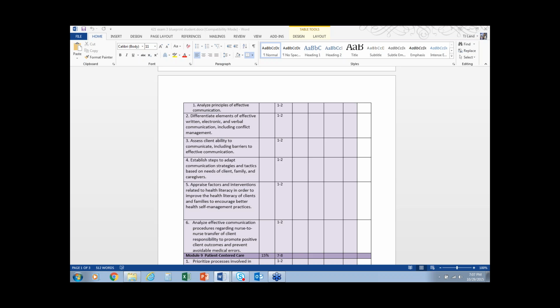Number 6 says that you need to be able to analyze effective communication procedures regarding a nurse-to-nurse transfer of client responsibilities to promote positive client outcomes and prevent avoidable medical errors. Well, pretty much it's asking you just what kind of recommendations have been made to improve nurse-to-nurse transfers of patient care. And how does it help prevent errors and promote positive patient outcomes? Well, what we're talking about here is SBAR. SBAR, making sure that you're communicating the correct information in the correct fashion at the correct time to the correct person.